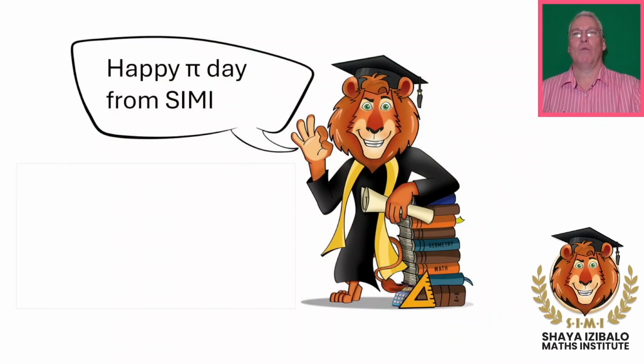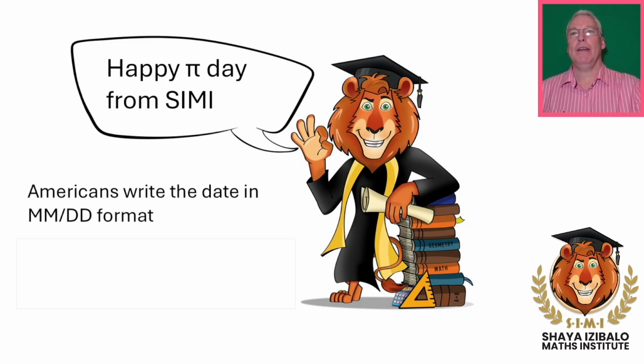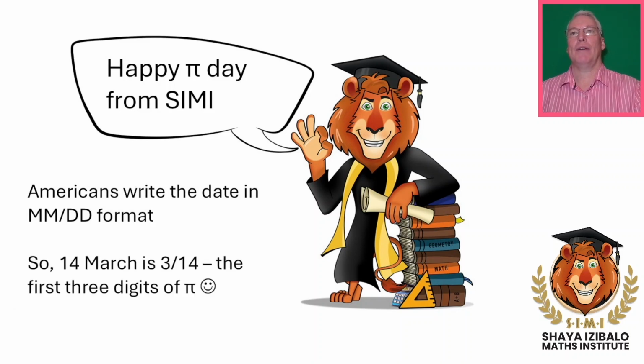Now, you might be wondering, what is that all about? Well, the Americans write the date month, day. So today would in fact be described as 3.14, which are the first three digits of Pi. Here at SIMI, we thought it would be appropriate to share some ideas about Pi with you. Some of them you may know, some of them you may not know.